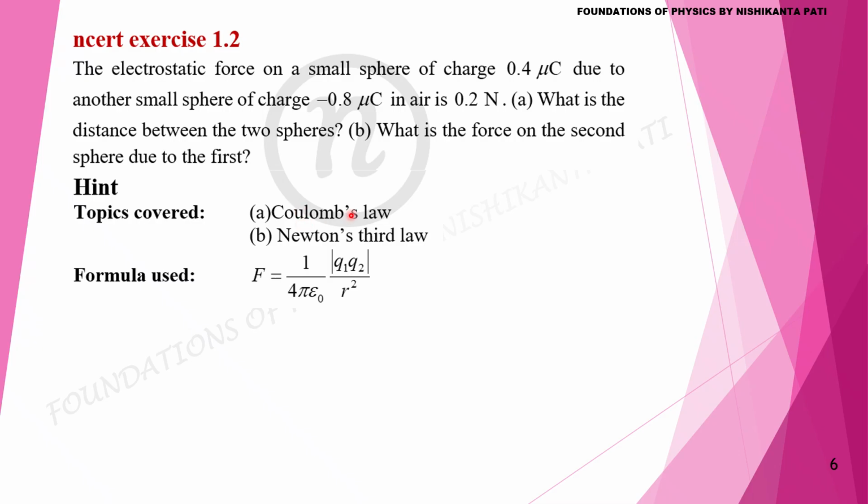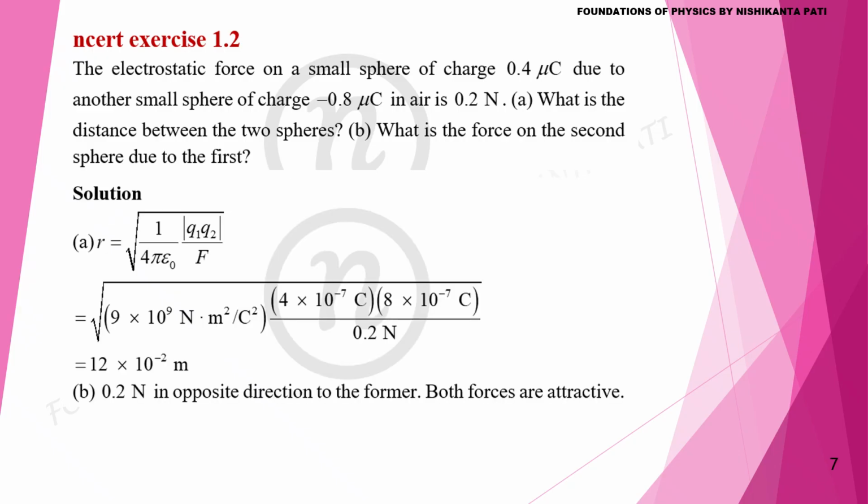The problem is based on Coulomb's law and Newton's third law. Formula used is F equal to 1 by 4 pi epsilon 0 Q1 Q2 mod by R square. F is the magnitude of force between the two charges. So R is coming, then putting 1 by 4 pi epsilon 0, Q1 mod is positive, Q2 mod is also positive, then F is given, then the R is becoming 12 × 10^-2 meter.